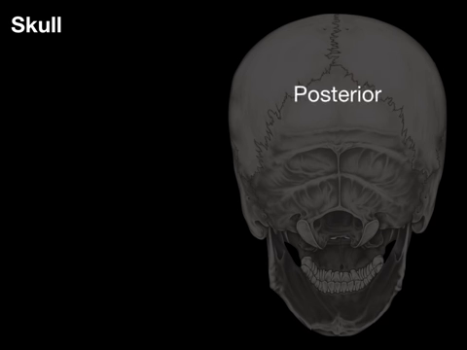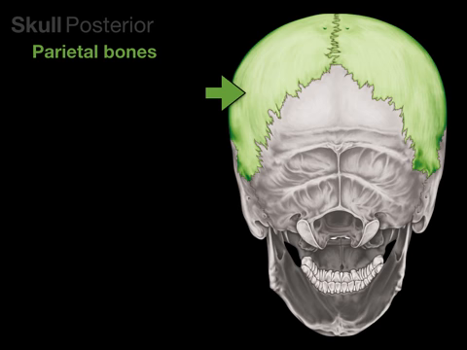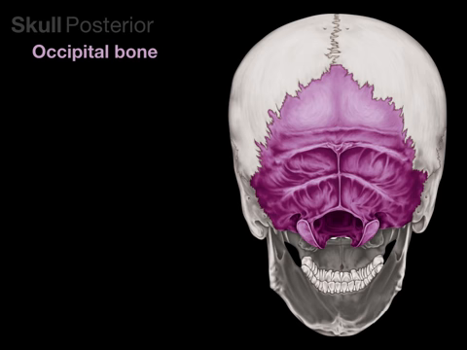Okay, now the skull from a posterior view, and we'll start with bones. So the parietal bones are located right there on the side of the skull. Then the occipital bone is the back of the skull.